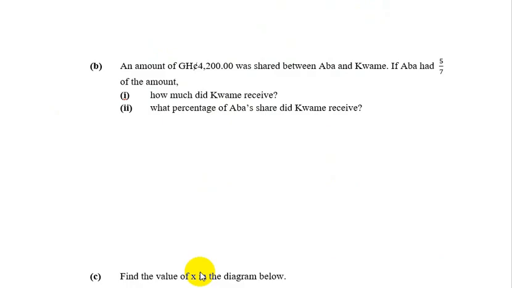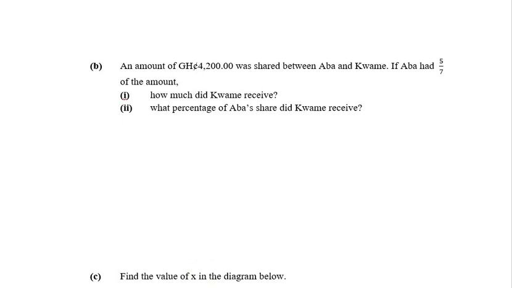Now the B part, that's 1B. It says an amount of 4,200 was shared between Abba and Kwame. If Abba had 5/7 of the amount, how much did Kwame receive? So they're saying that Abba had 5/7 of the 4,200. So we have to look for Abba's share. Then after that, we subtract it from the main money. Then we will get Kwame's share.